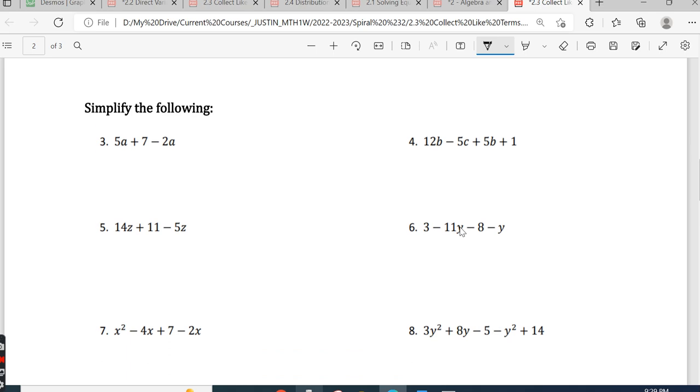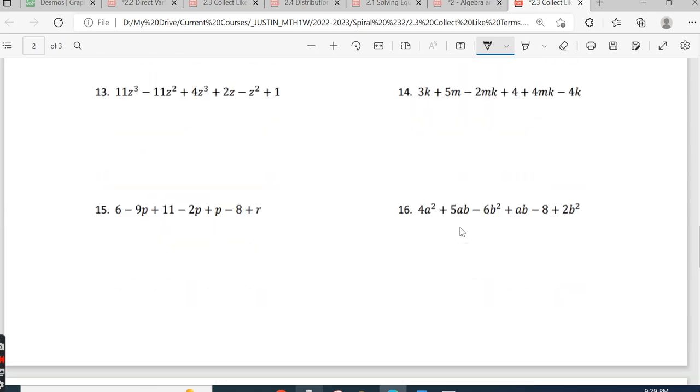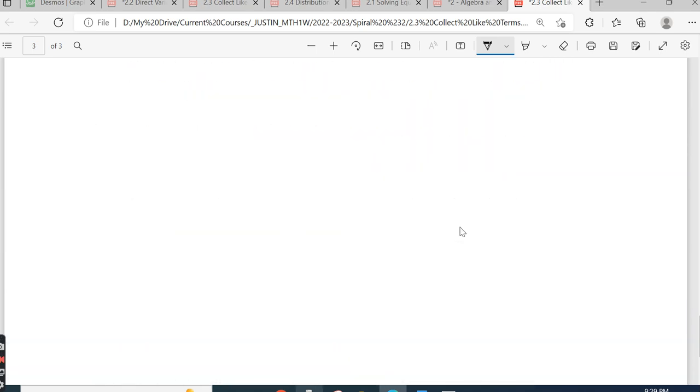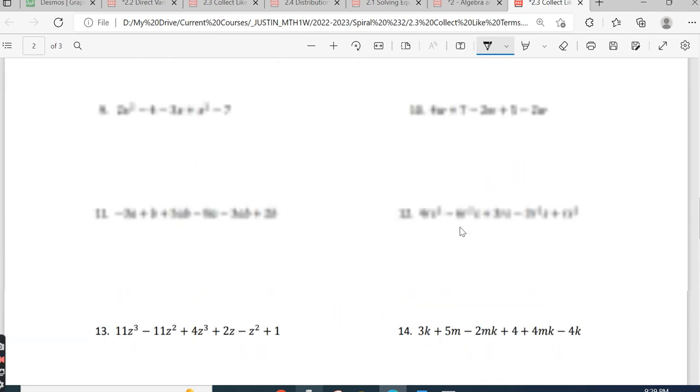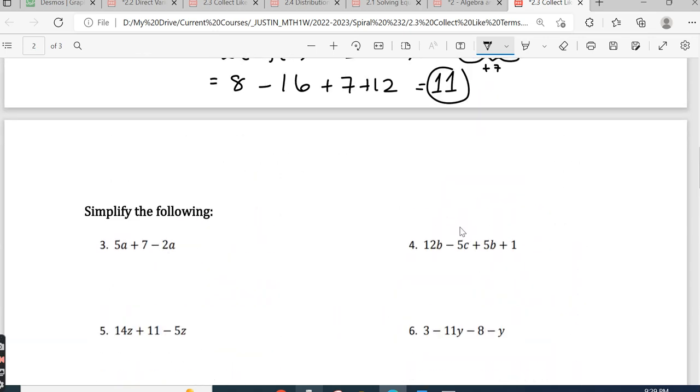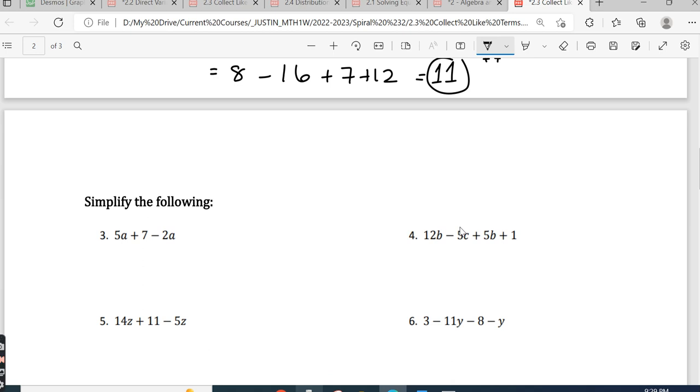Okay. So your job today is simply to collect like terms. Some of the ones at the end are a little bit harder, but the steps are the exact same. If there are any questions, don't be afraid to ask the supply teacher.